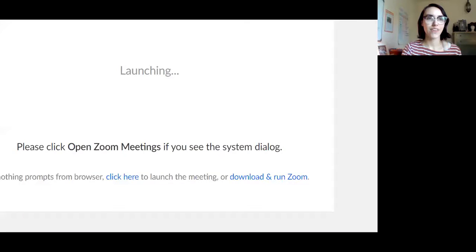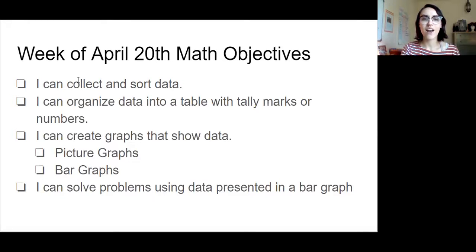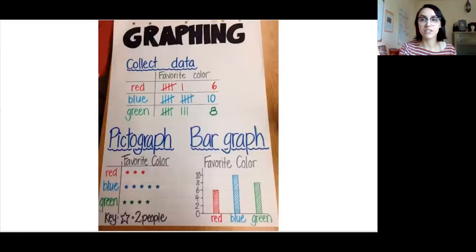All right. So our week of April 20th math objectives are: I can collect and sort data. I can organize data into a table with tally marks or numbers. I can create graphs that show data. The two different types of graphs we're going to be practicing using are picture graphs and bar graphs. And I can solve problems using data presented in a bar graph. So let's take a look at what that is going to look like.